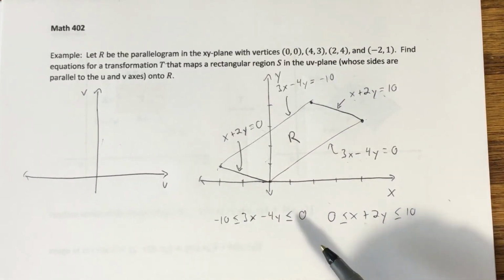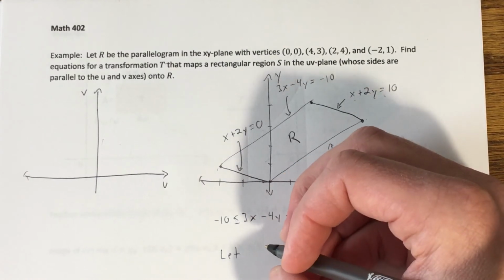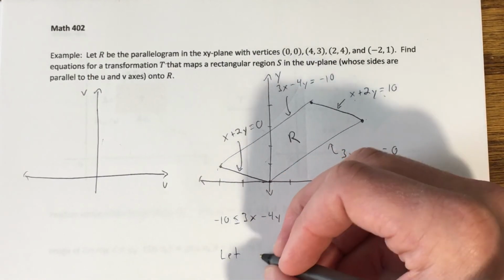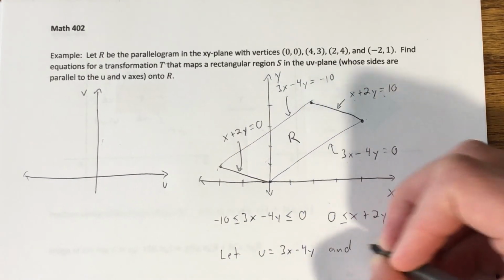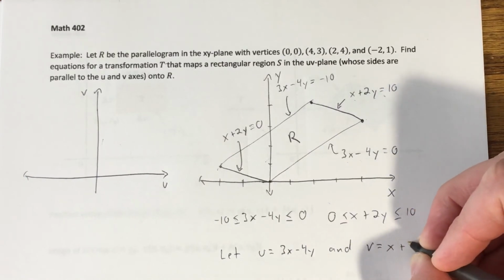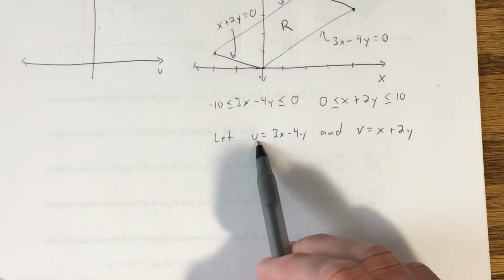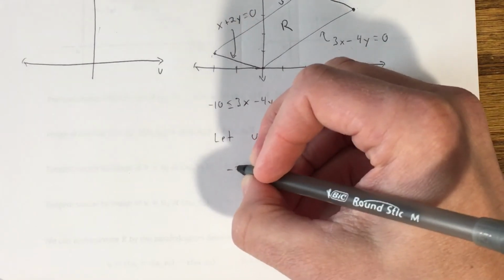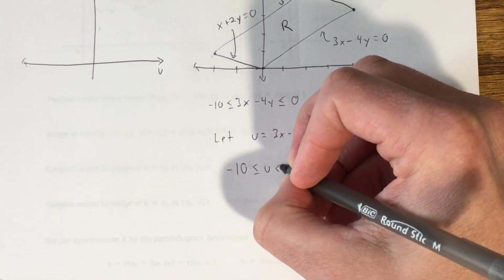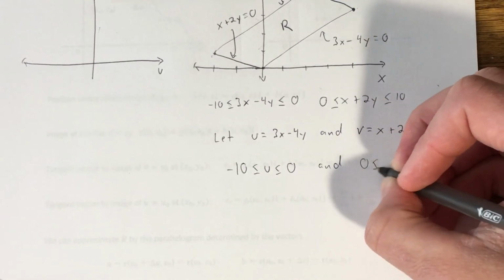What this does is it suggests a change of variables. If I were to let, let's see, which one did I call u? If I were to let u equal 3x minus 4y and v equal x plus 2y, then I can make a substitution for u and v right here. Okay, so I could say that u is between -10 and 0, and v is between 0 and 10.